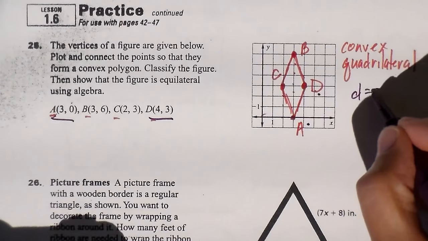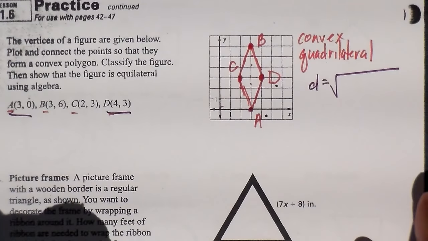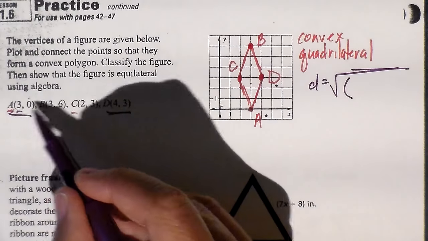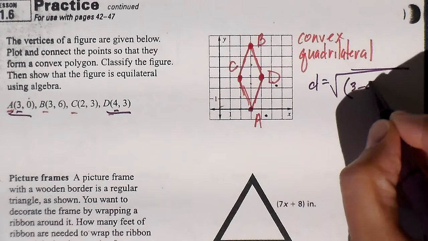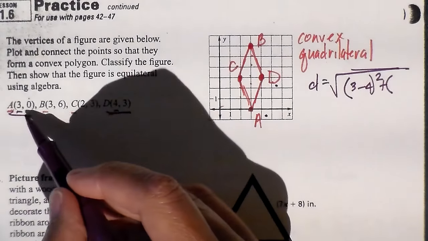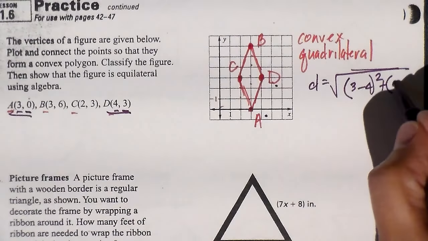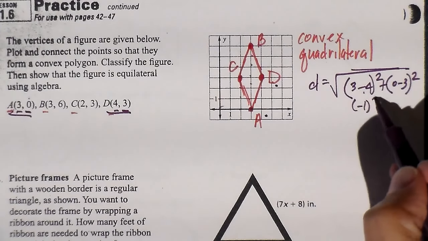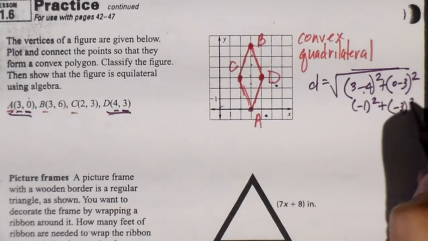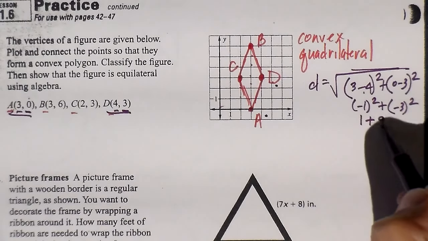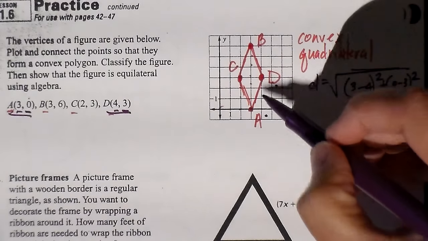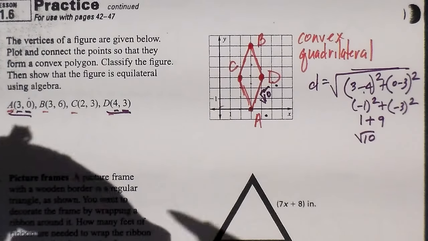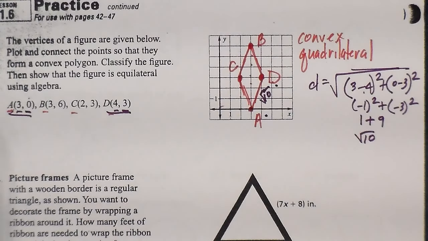So if I do my distance formula, hopefully you can see it. I have the two x coordinates, which are 3 and 4. So I've got 3 minus 4 squared plus the two y's, which is 0 and 3, 0 minus 3 squared. 3 minus 4 is -1, so I've got -1 squared plus -3 squared. So that's going to be 1 plus 9. So that's going to be square root of 10. So this side is square root of 10 in length, right? That's one distance.